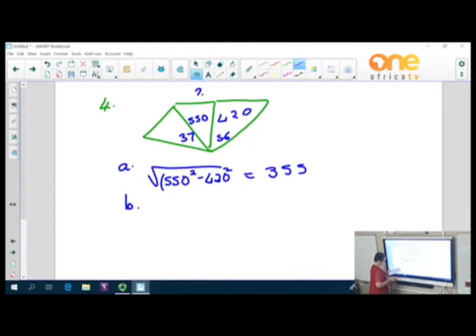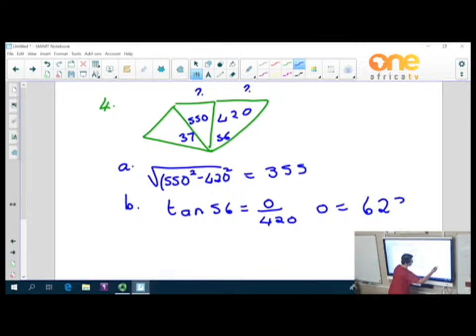Number B. Now we want BC. So now this is what we want to calculate, BC. Which function will you use? And I would say it is the tan function. Can you see the hypotenuse is not involved? So tan 56 is equal to opposite over 420. Which method do we use? Top times. So we will just multiply there, and it is then 623 meters that we will have there.